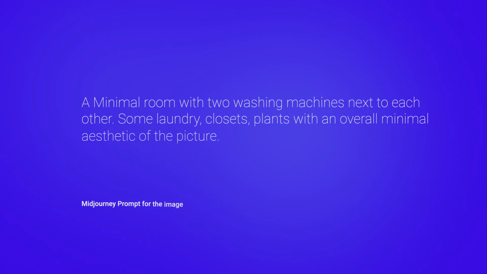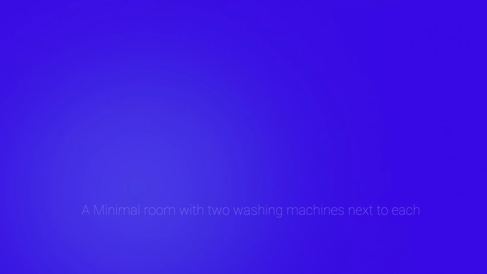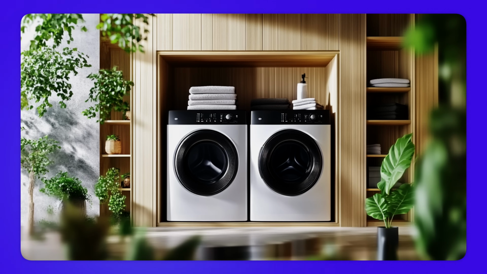Now to do this, there's two things we need. First we need a nice image and then we need to know the effect. So first of all, to get the image I'm going to use an AI generator, Midjourney. You can use any that you want or use an existing image that you have. For this one, the prompt I've used is a minimal room with two washing machines next to each other, some laundry, closets, plants, and overall a minimal aesthetic of the picture. And that gave us this result, and that's one we're going to use in this presentation.